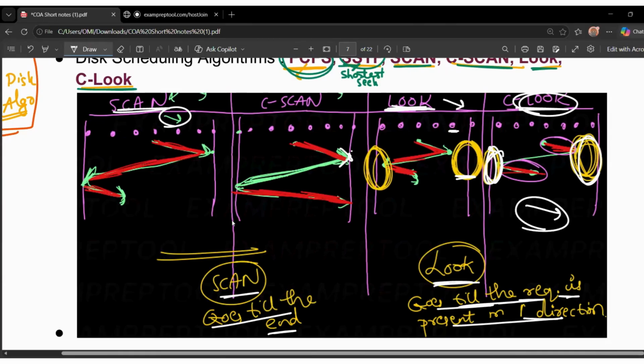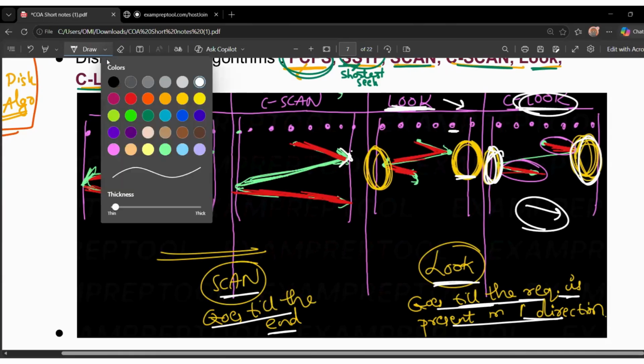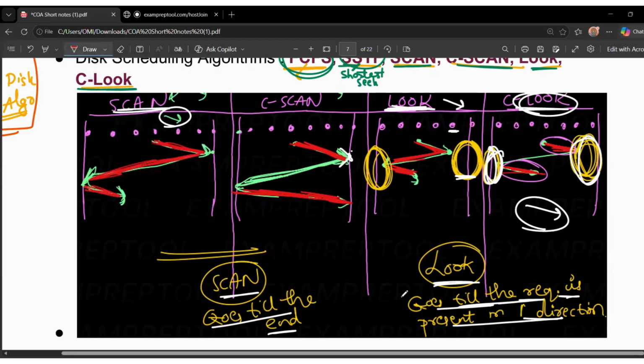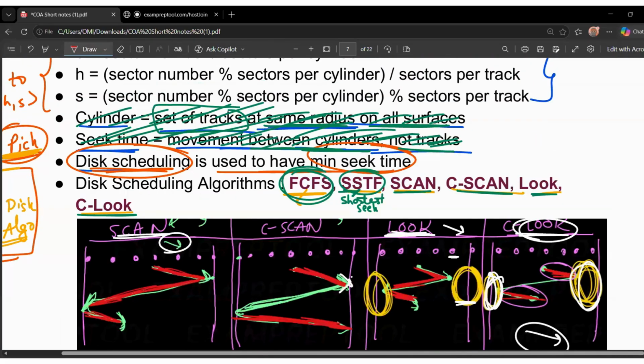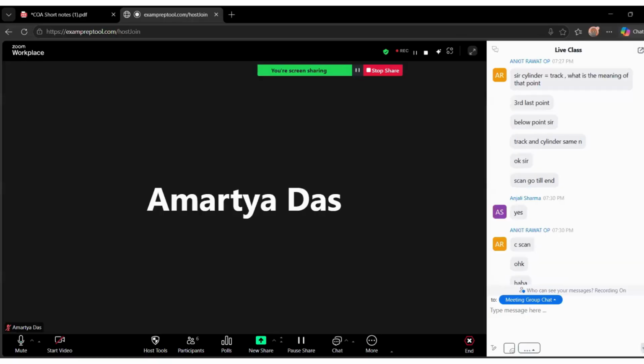And many recent PYQs are also present. So please solve the PYQs if you haven't. Many PYQs are coming now on the disk scheduling topic, like the algorithms.